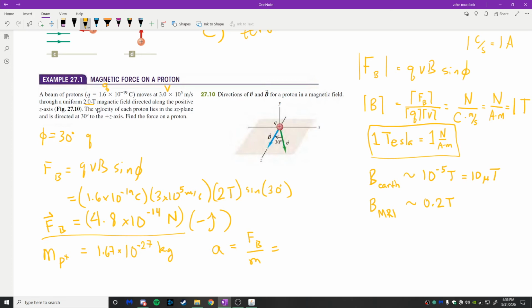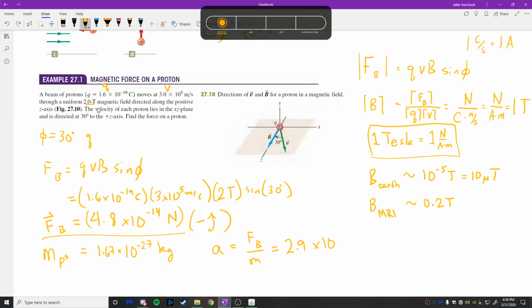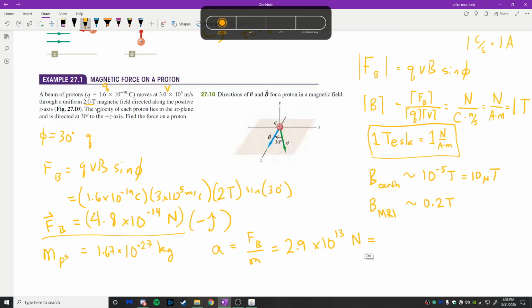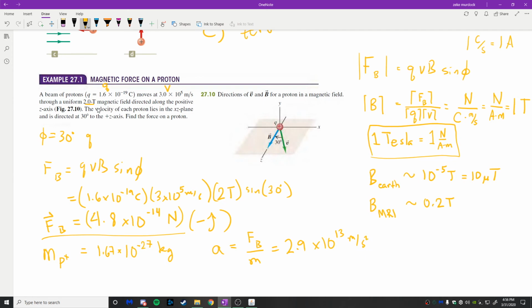The force here is going to be something like 2.9 times 10 to the 13. Oops. 10 to the 13 newtons. This would be something like 29 teranewtons, I guess? Think about terabyte hard drive. This would be a teranewton force. Huge amount of force, right? Oh, it's not the force, sorry, the acceleration, my bad. What am I doing? So sorry. It's newtons over kilograms, right? So this is in meters per second squared. An extremely high acceleration, right?